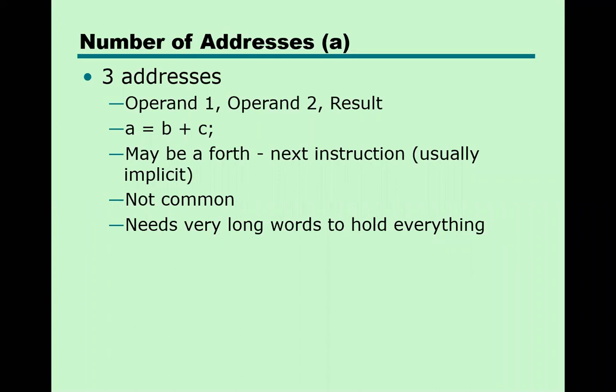That's why we are considering the three addresses, that is A is equal to B plus C. Now here you will find A, B, C, three different addresses we are using. None of the addresses is common. All three addresses are distinct. And because of this, we need a very long word to hold everything. So we have to consider three different addresses to hold the first number, second number, and the result.